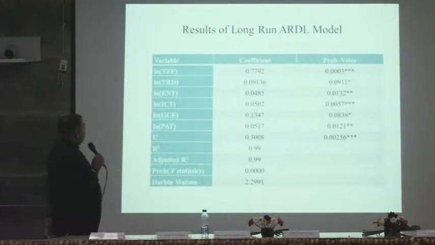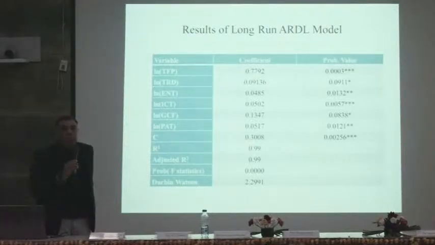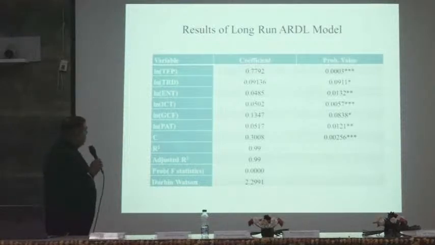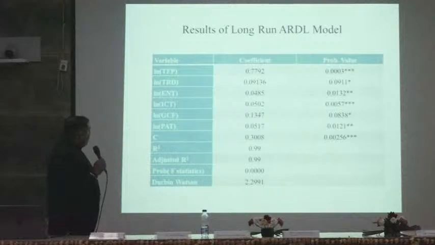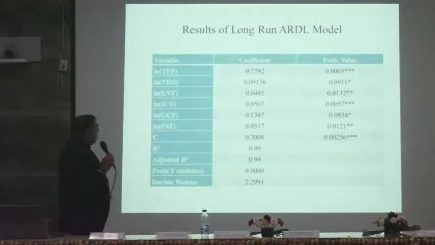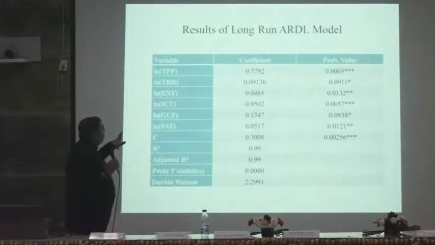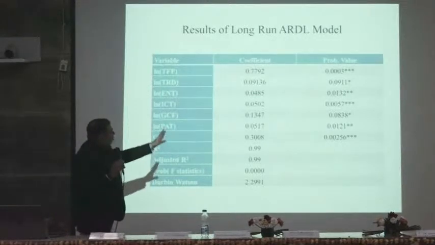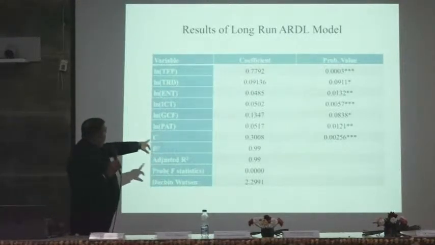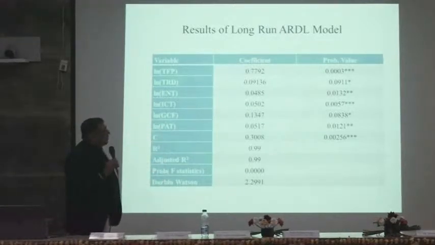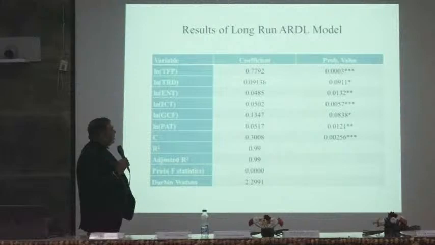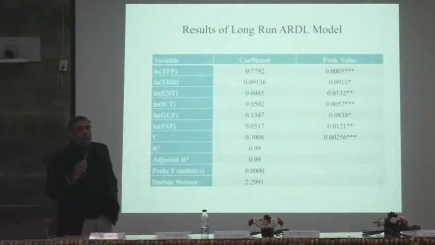Now you can see here the R square is 0.99, that means the model is a good fit, and Durbin-Watson is 2.2, which is also very good, and the F statistic is also significant. The dependent variable is total factor productivity. Looking at the coefficients, gross capital formation is significant at the 10% level. It's contributing positively towards total factor productivity.